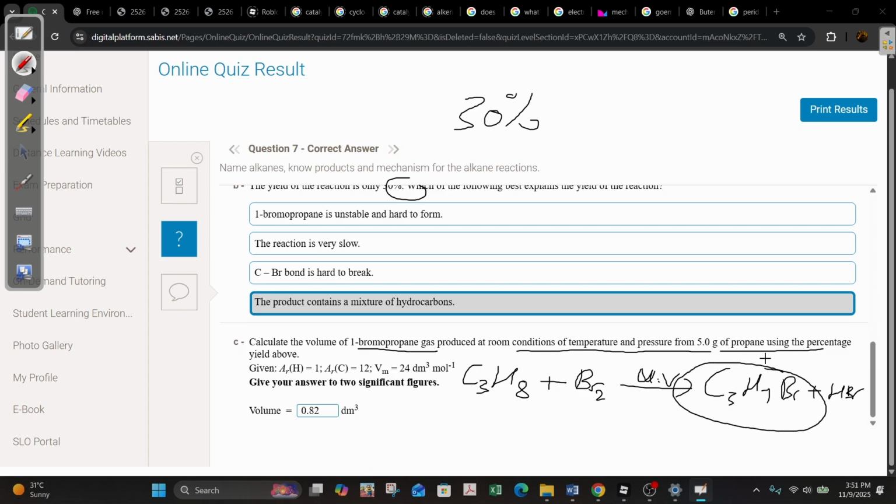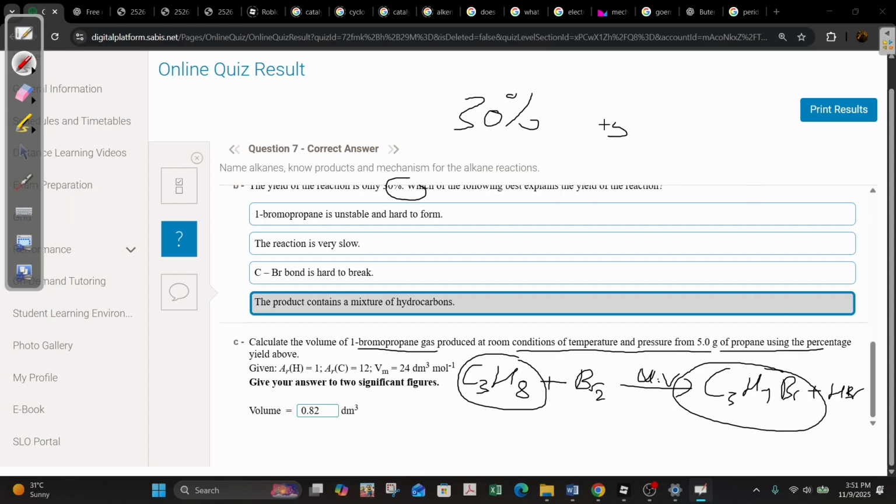How do we do this? First you want to find the number of moles of this. If we find the number of moles of this, doesn't this mean we can find the moles of bromine, C3H7Br, and HBr? Yes. Okay, so let's find the number of moles of C3H8.